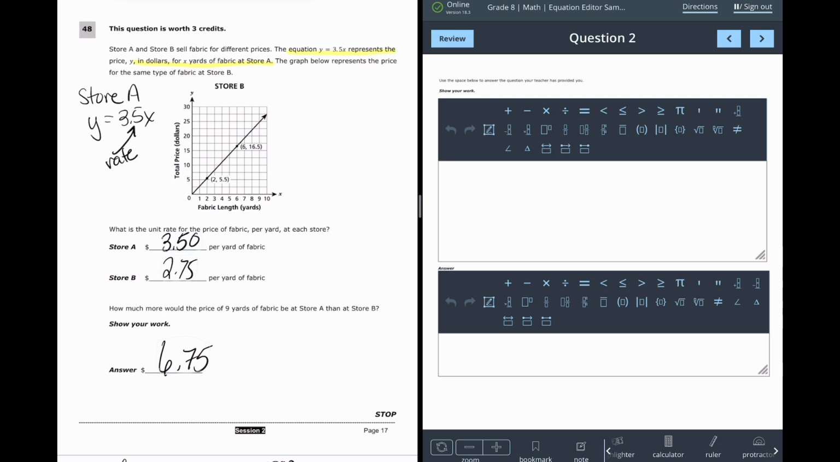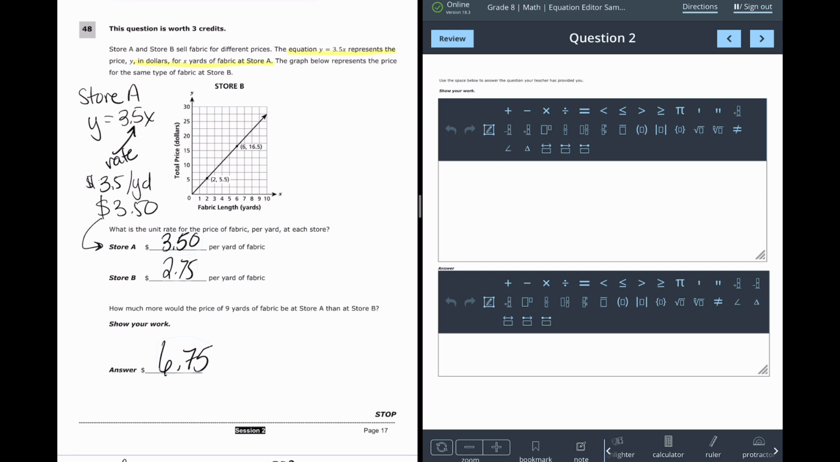It's that coefficient. So that is the same as saying if x is the number of yards, I'm paying $3.5 per yard. And we don't talk that way. We say $3.50. So that's how we got that. That's the work I have for that one.